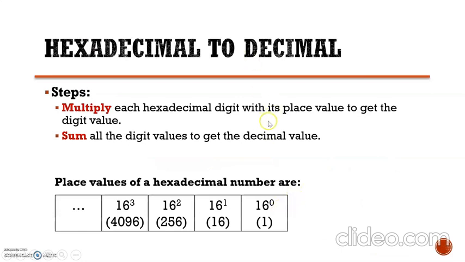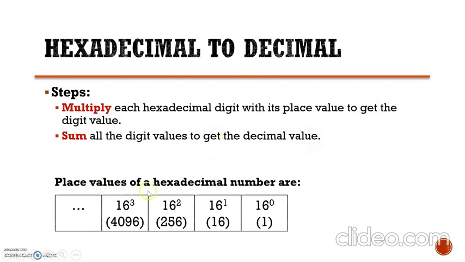Next, hexadecimal to decimal. We are moving from base hexadecimal to decimal, still going to decimal. The steps now are quite similar to binary to decimal. You are going to multiply each hexadecimal digit. This is the given number that we have to convert. You have to multiply each hexadecimal digit with its place value to get the digit value, and then sum all the digit values to get the decimal value.